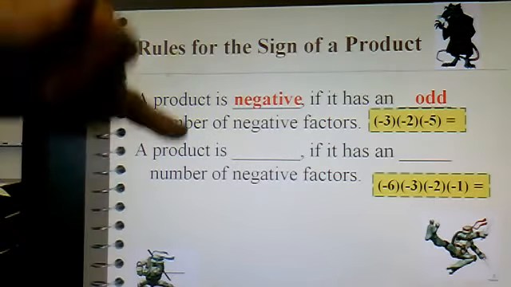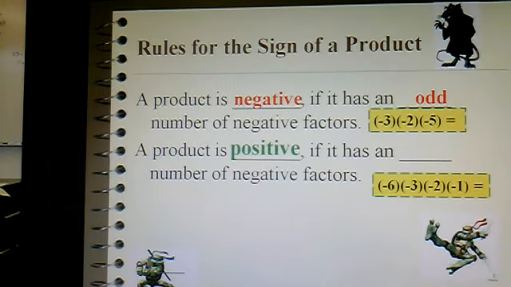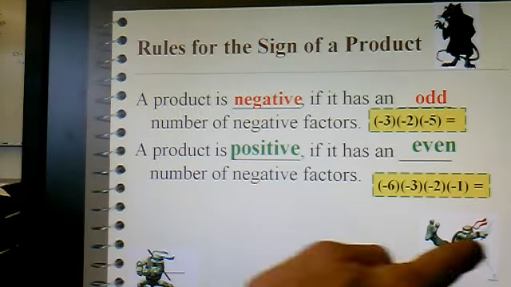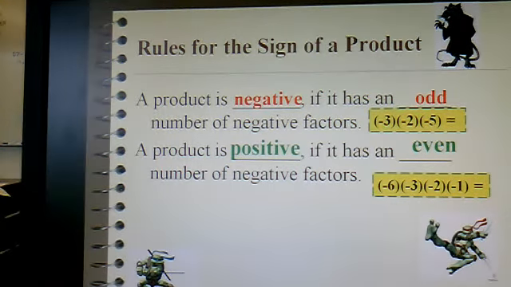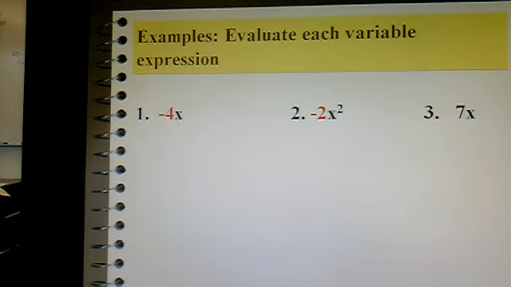So the exact opposite of this would be that the result is always going to be positive if there's an even number of negative factors. So you multiply 4 of these, or 6 of these, or 8 of these, or 10 negative signs, you're going to get a positive result.